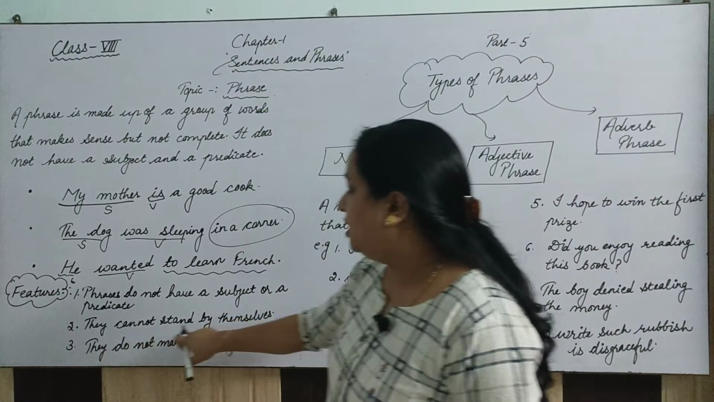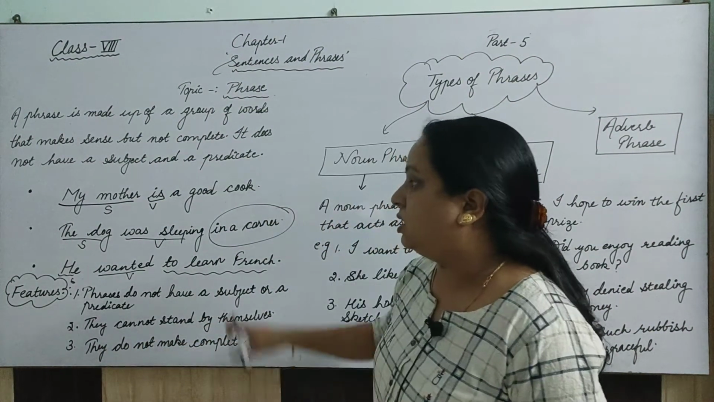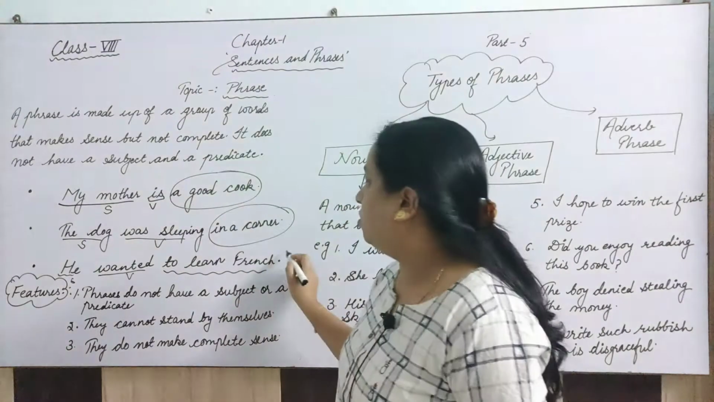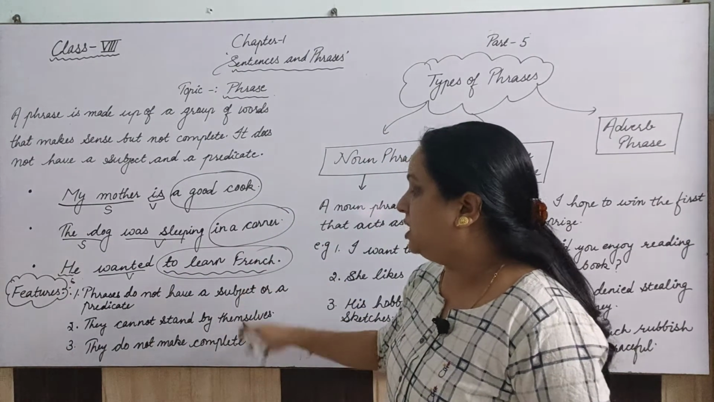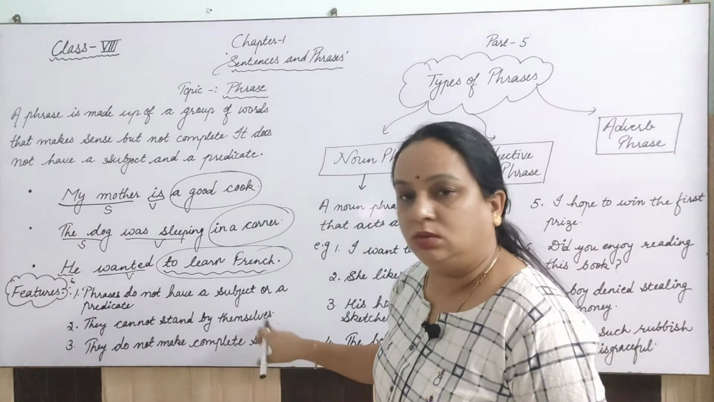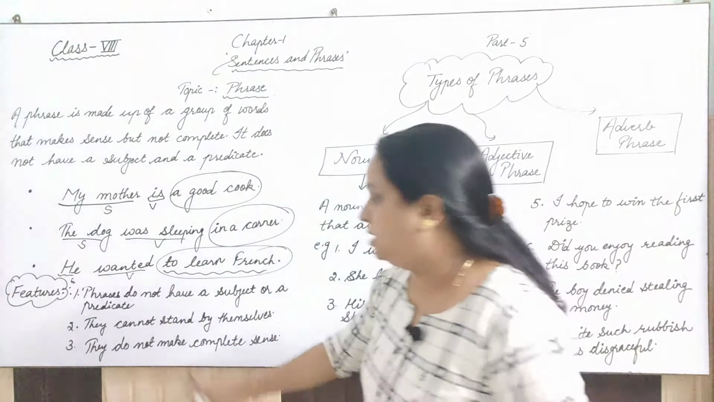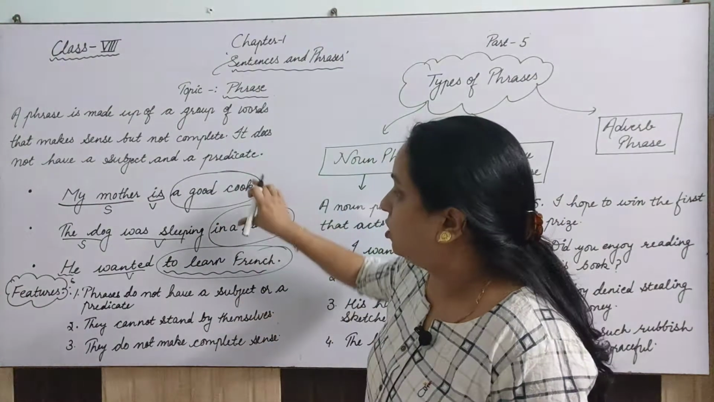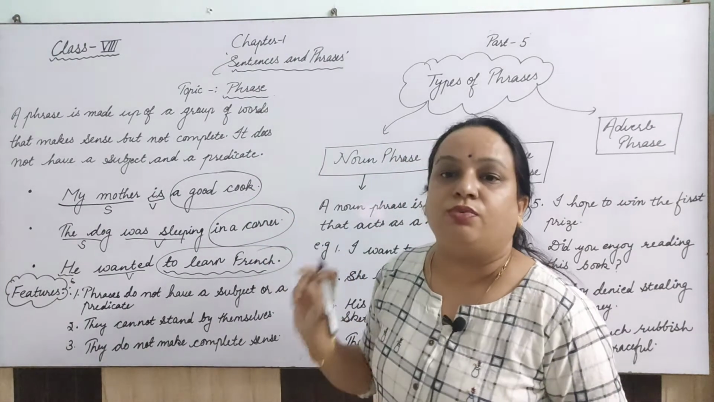Second one, they cannot stand by themselves. They do not make a complete sentence. Now I will see all these parts: a good cook, in a corner, to learn French. Can these sentences stand alone? No. These do not have the subject and the predicate. They do not make complete sense. So all these parts of the sentences which are circled, these are phrases.